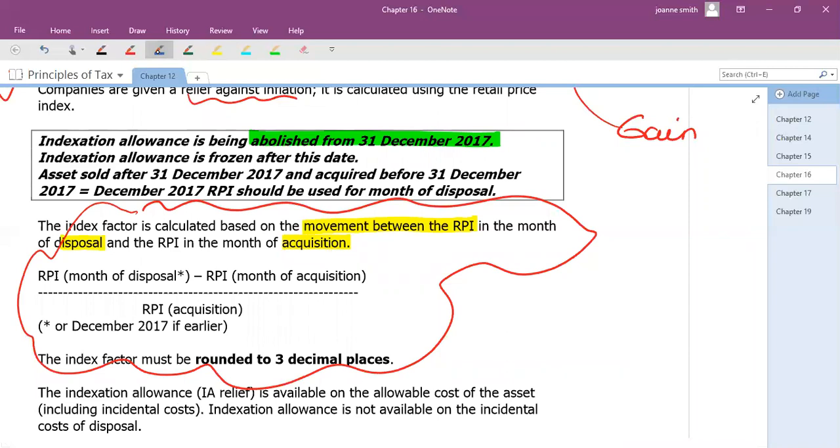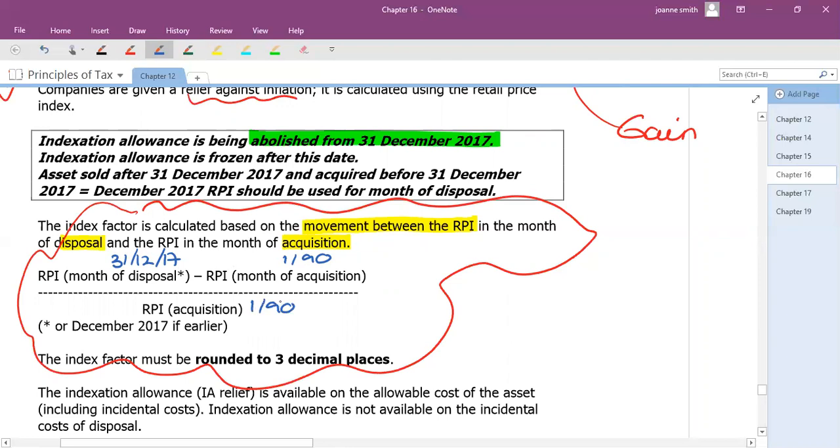So let's say you bought the asset in January 90, you would index that up to the disposal date, unless the disposal date was after December 17. In that case, you would index up to December 17. So it's the movement between when you bought it and when you sell it, and then you divide that by when you bought it.